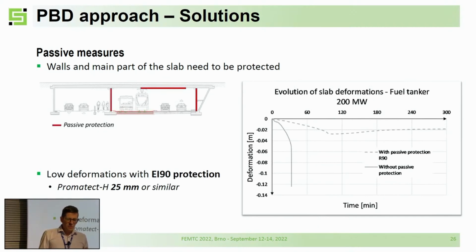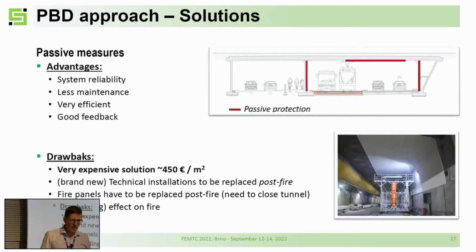Passive measures are good, but you don't have the best solution for your tunnel, because you can see with no fire panel, you have a big deformation. With the fire panel, you have less deformation. But you have advantages: it's reliable, you have no maintenance, it's very efficient, and you have good feedback. And you can protect the concrete from spalling.